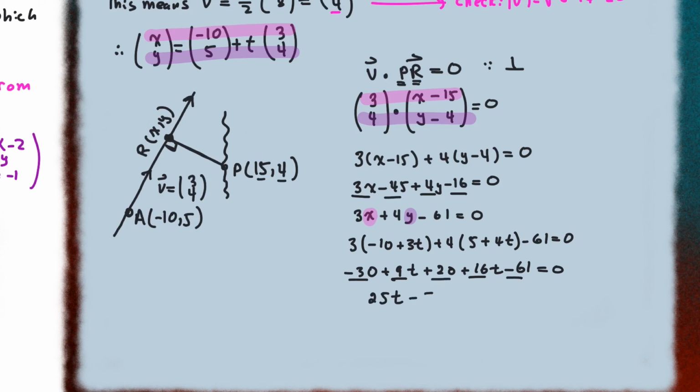After we expand and simplify, we'll end up getting that 25t is equal to 71, meaning that t is equal to 71 over 25, or 2.84 hours.